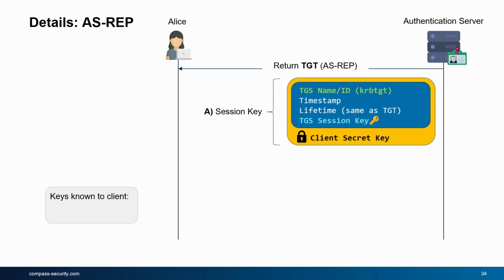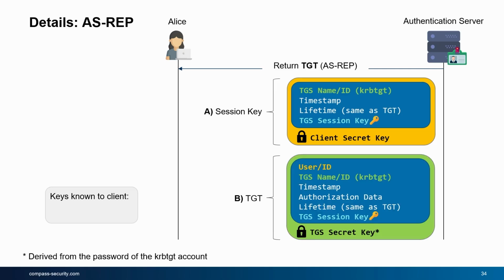The session key part of the message, most of it, is encrypted with our own client secret key. So here in this case, it's Alice that requested the message, so this part of the message will be encrypted with the secret key of Alice. And secondly, we will also get the actual TGT, so the ticket granting ticket.